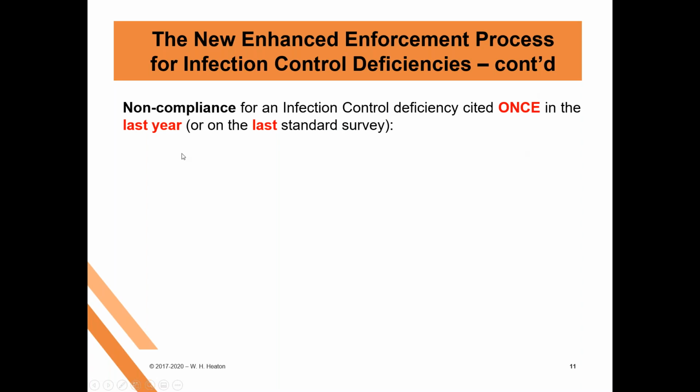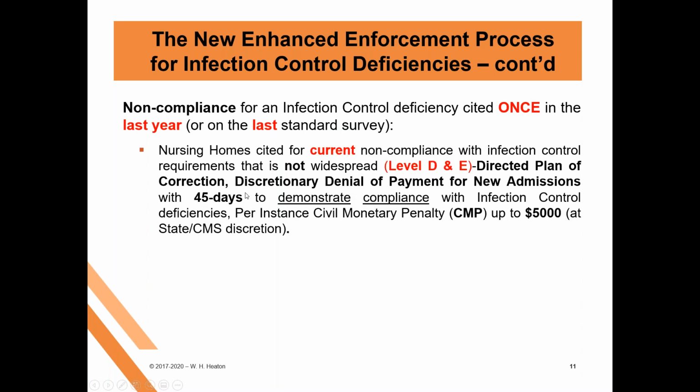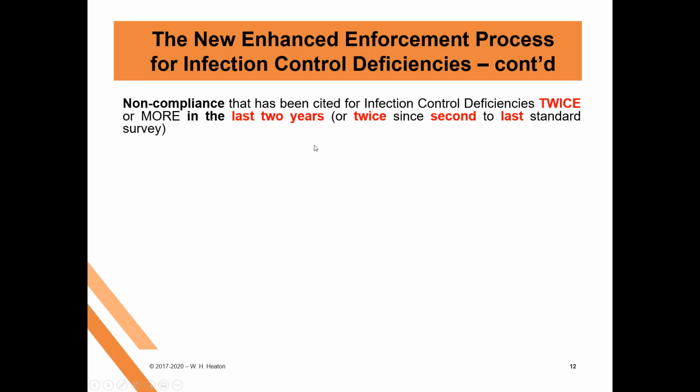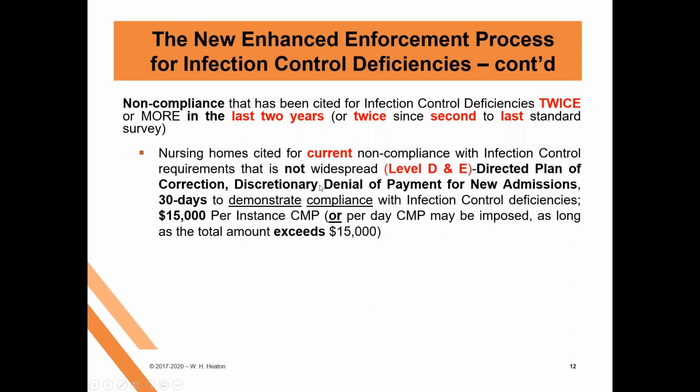If you've had one deficiency in the last year or on the last standard survey, and this year you're cited at a D or an E, it's still the directed plan of correction, denial of payment, 45 days to demonstrate compliance, and up to a $5,000 civil money penalty. That's at the discretion of the state or CMS. If you've had one in the past and you're cited at an F level, it's the same penalties, but it's a $10,000 civil money penalty. If you have had two or more since the last standard survey in the last 2 years, it is still the directed plan of correction, denial of payment, 30 days to demonstrate, and a $15,000 per instance, or CMS can make it a per day penalty as long as the total amount exceeds $15,000.